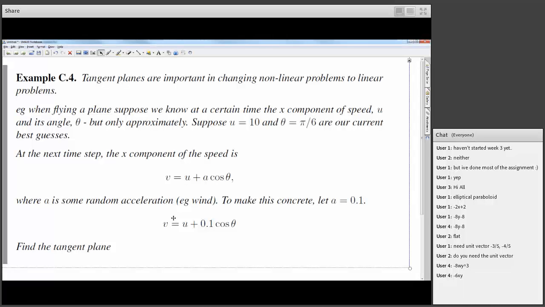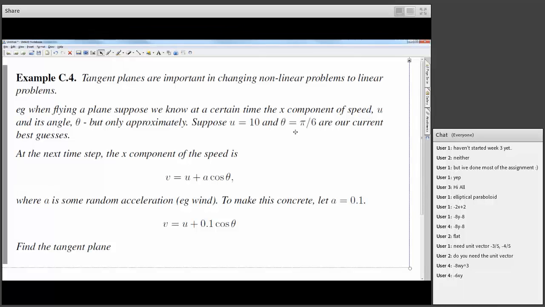So let's just focus on one really narrow aspect of that. We might know already that the x component of the speed is, say, 10 meters per second, and the angle it's flying at, let's put it in radians, is, say, pi on 6.